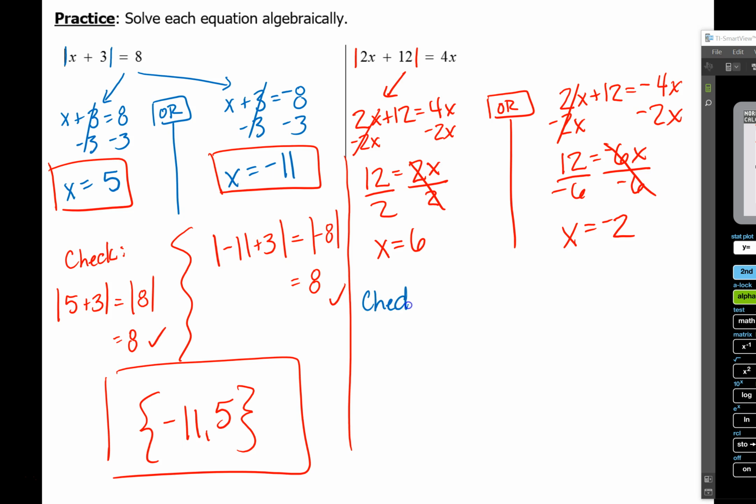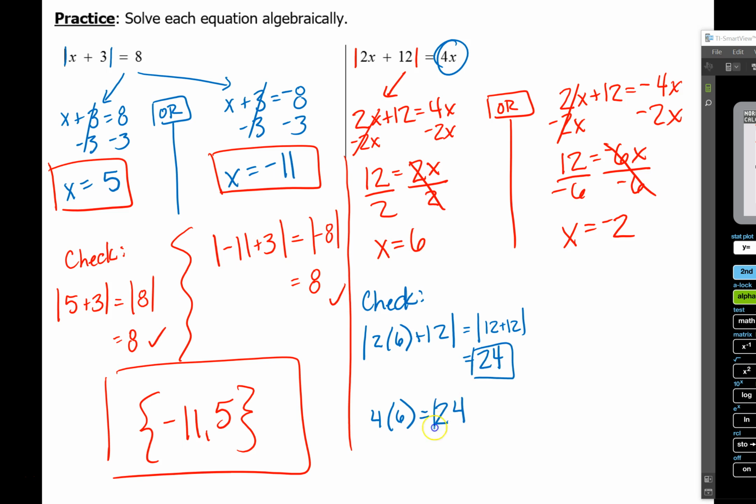For the check, I'm first going to plug in this answer of +6 to the original problem. So the absolute value of 2 times 6 plus 12. That is the same as the absolute value of 12 plus 12, which is equal to 24. Now, if you look at the right-hand side, do you see how this has a 4x over there? I need to plug in my x, my 6, for this right-hand side too. 4 times 6, which was the x I'm checking for, that's equal to 24. And because these two things equal one another, that checks. So 6 is one of my answers.